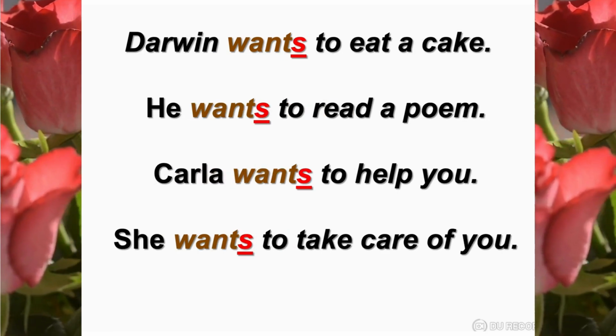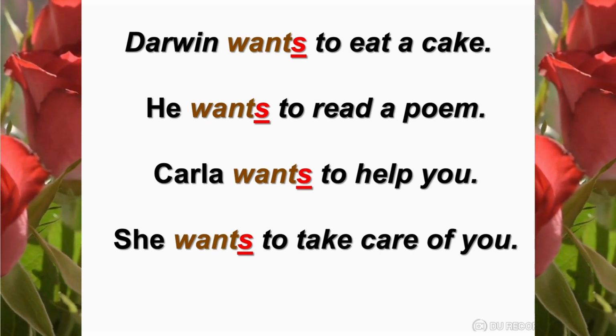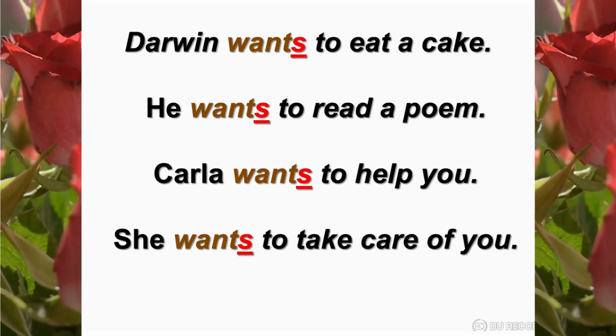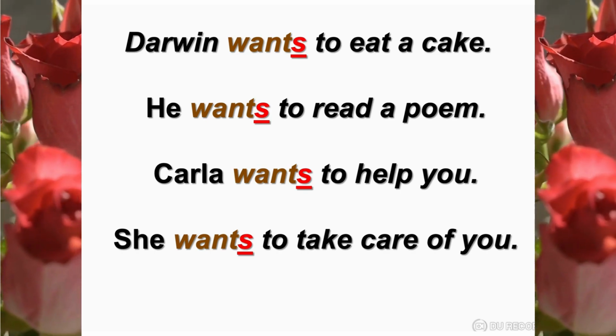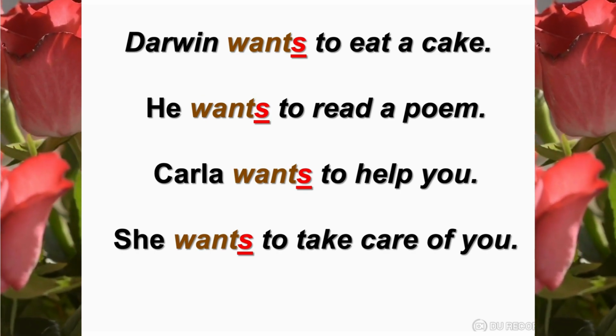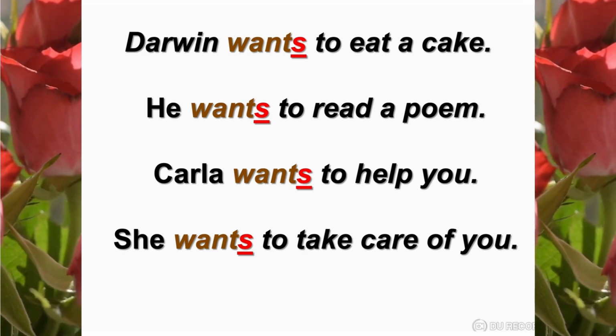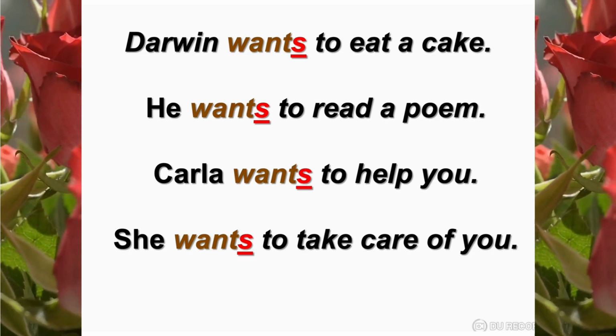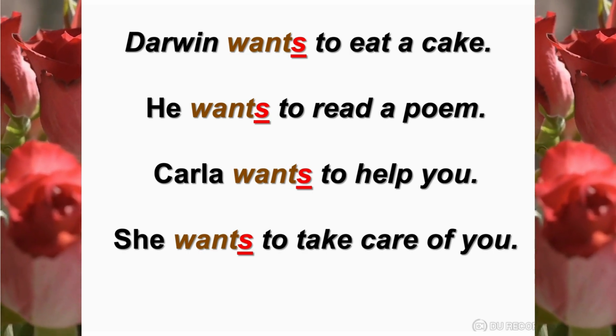Darwin wants to eat a cake. He wants to read a poem. Carla wants to help you. She wants to take care of you. We notice with Darwin, he, Carla, she, the verb takes an S at the end.